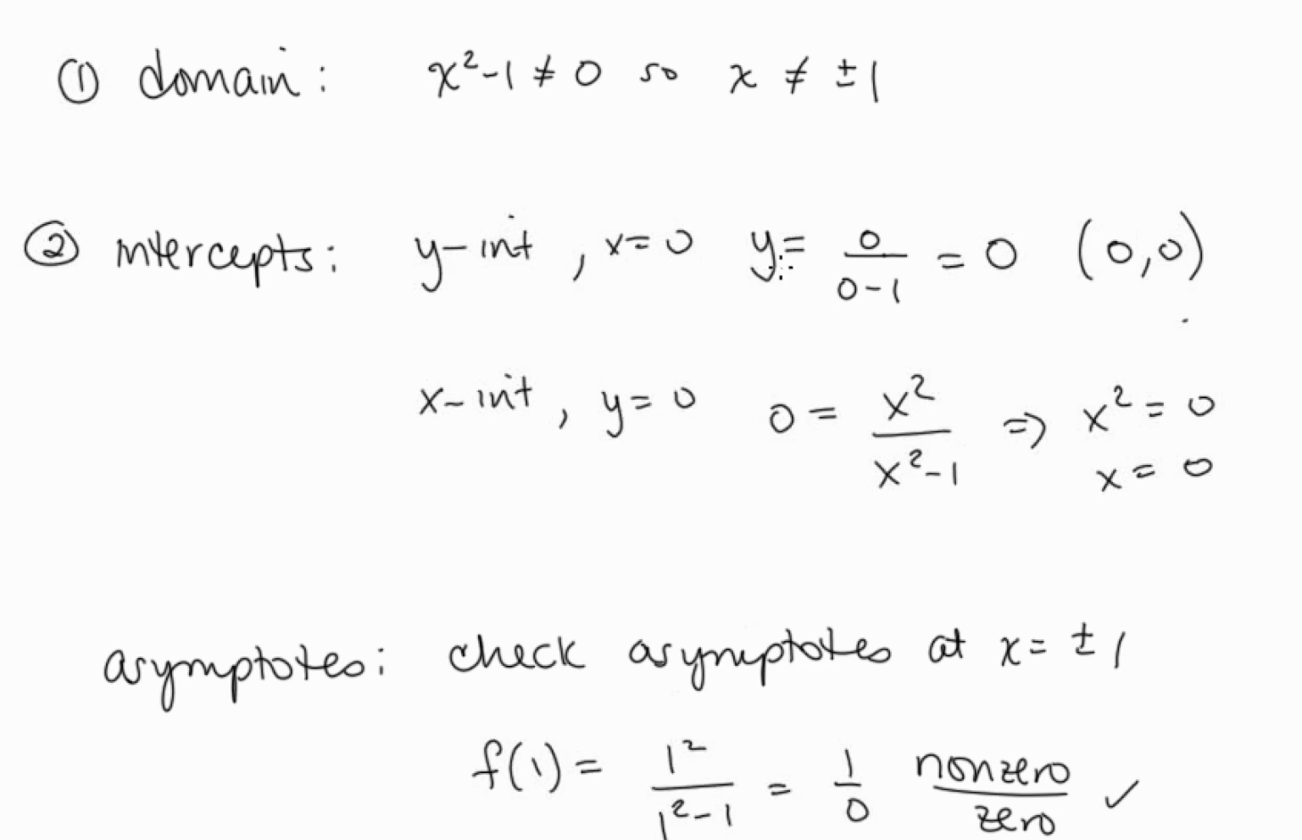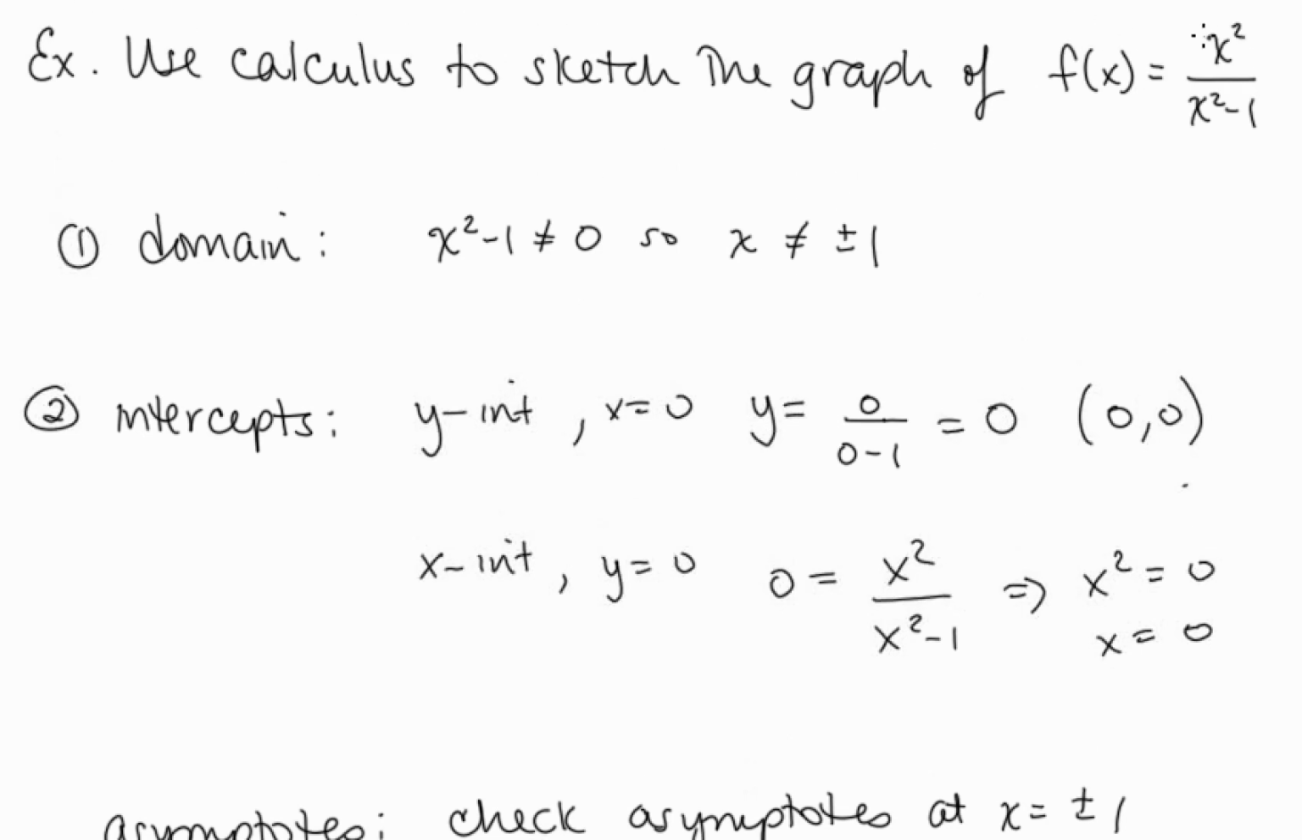And so we get y equals 0 squared over 0 squared minus 1. And so that's y equals 0. And so our graph goes through the origin. And now we want to see if there are any other x-intercepts.